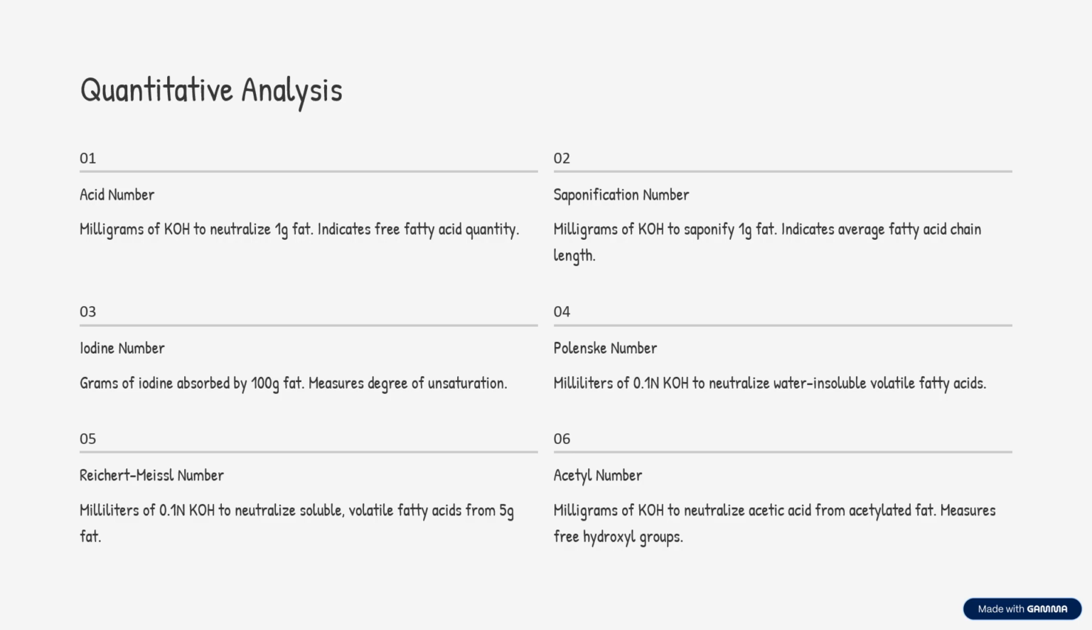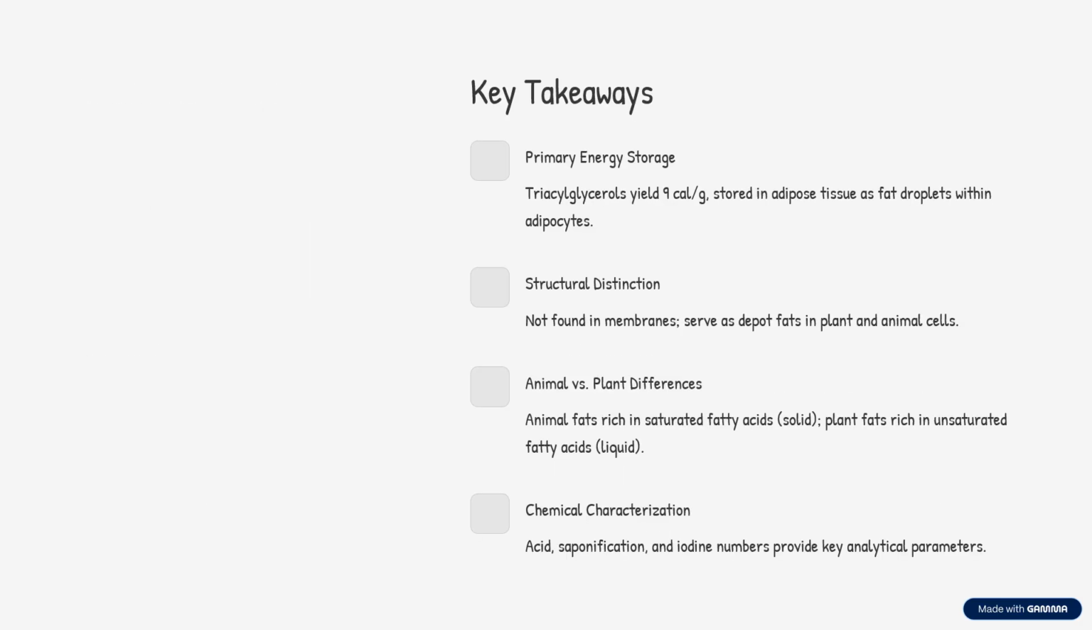Saponification number, the milligrams of potassium hydroxide to saponify 1 gram of fat, indicates average fatty acid chain length. Polenske number is the milliliters of 0.1 normal KOH to neutralize water-insoluble volatile fatty acids. Acetyl number, the milligrams of KOH to neutralize acetic acid from acetylated fat, measures free hydroxyl groups.